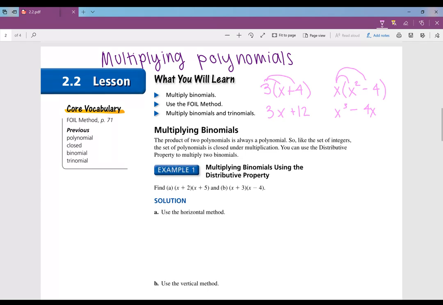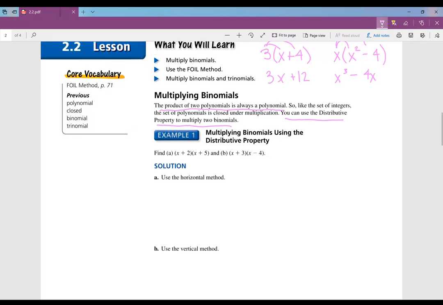So when we're multiplying polynomials, the product of two polynomials is always a polynomial, and you can use the distributive property to multiply. So let's do example number 1. So for part A, instead of calling this the horizontal method, we're just going to say that we're going to distribute.